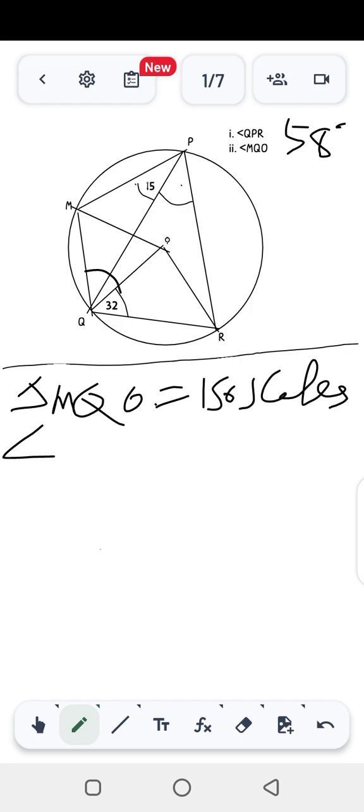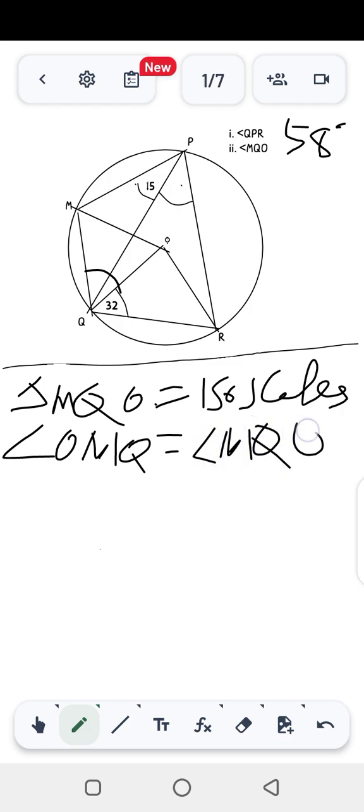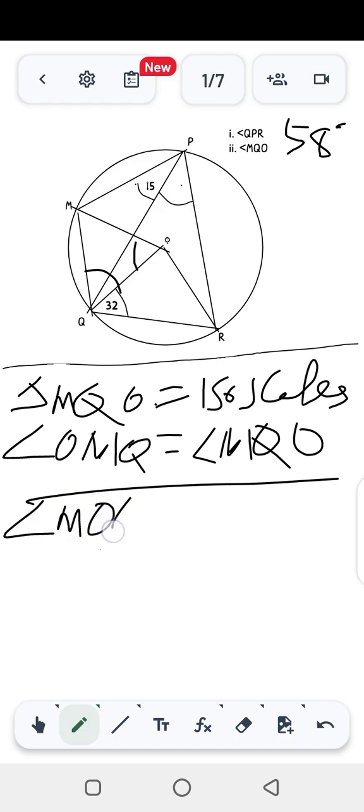So the angle that you find as OMQ is the same as angle MQO. Alright, so let's see how best we can solve that. If we know the angle which is formed here, this one, which is MOQ, then we subtract it from 180 and divide it by 2. So now let's find angle MOQ.